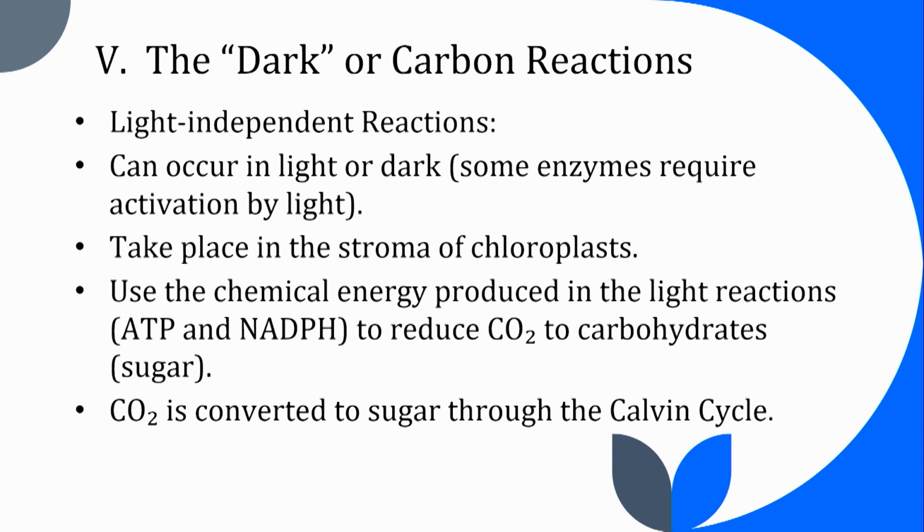Okay, so now we'll get into the dark reactions or the light independent reactions or the carbon reactions. They're all the same thing. Okay, so in the light independent reactions, again, this can occur in the light or in the dark. Okay, it takes place in the stroma of the chloroplast. So that's the liquid part outside of the grana. Okay. It uses the chemical energy produced in the light reactions, which is the ATP and the NADPH, and it reduces carbon dioxide to make carbohydrates, specifically glucose.